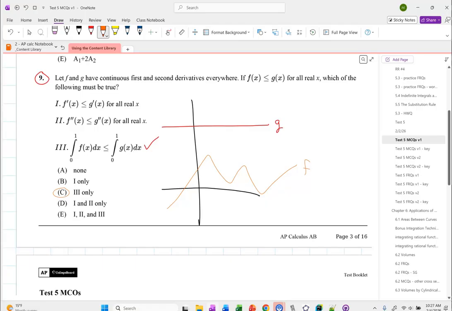I'm trying to think, can I draw an F and G where G's always on top, but the slope of F somewhere is bigger than the slope of G. Now, the easiest thing to do is make one of them just a 0, like a straight horizontal line, because the derivatives are easy to see. It's just like, is it increasing or decreasing?